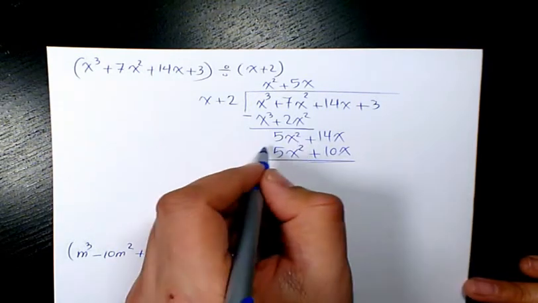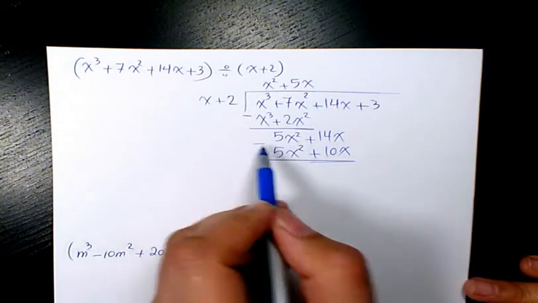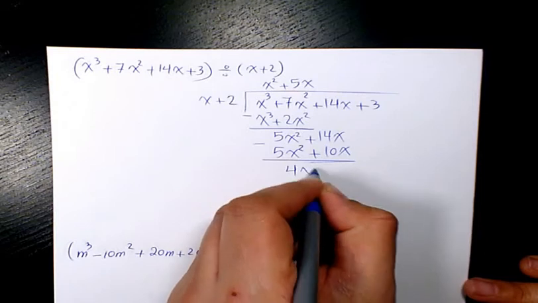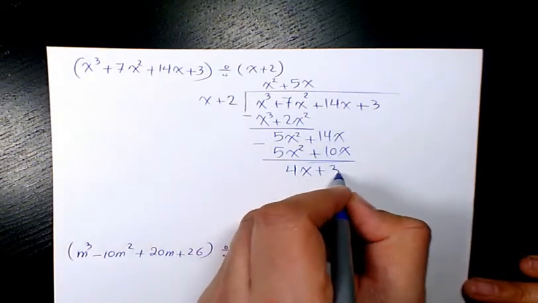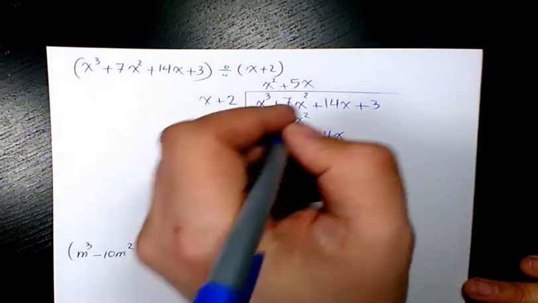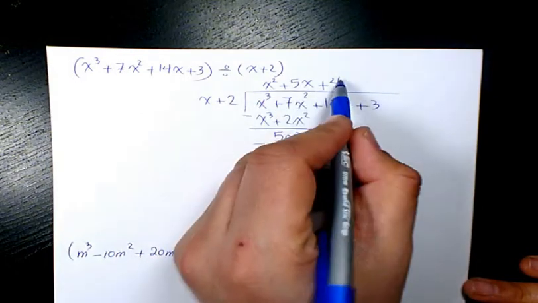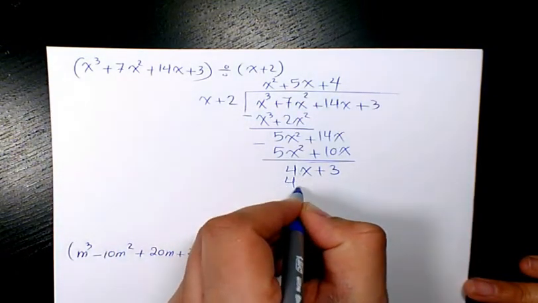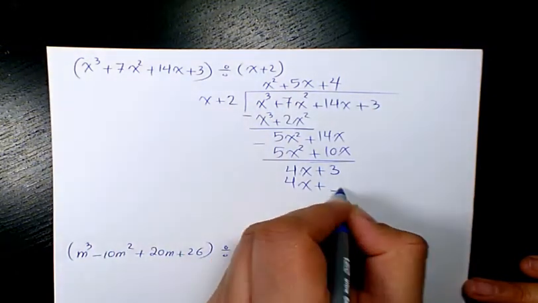Then you subtract it. These two cancel out. 14x minus 10x is going to be 4x. Then you bring 3 down. 4x divided by x is going to be 4. 4 times x is going to be 4x. 4 times 2 is going to be 8.